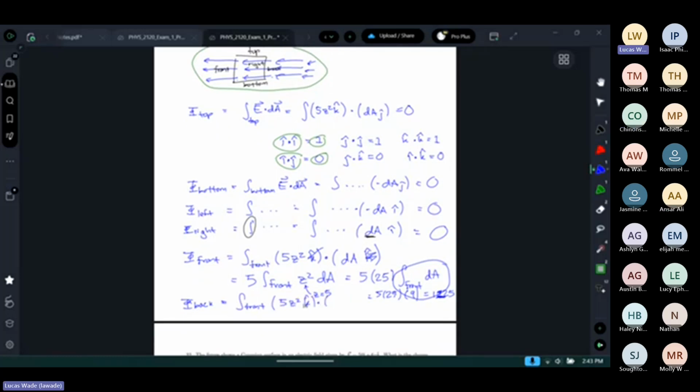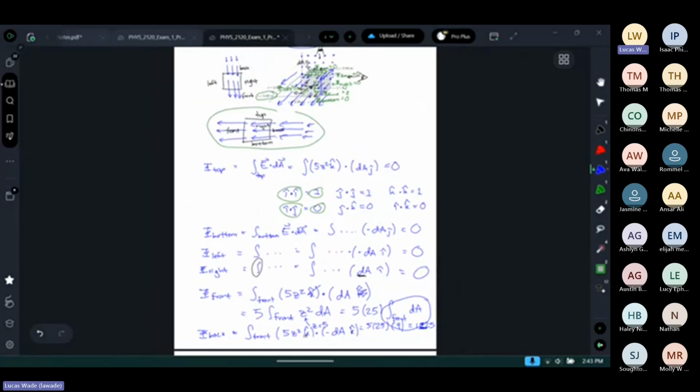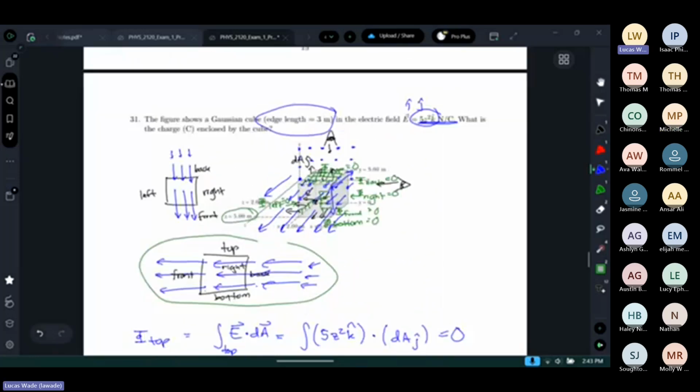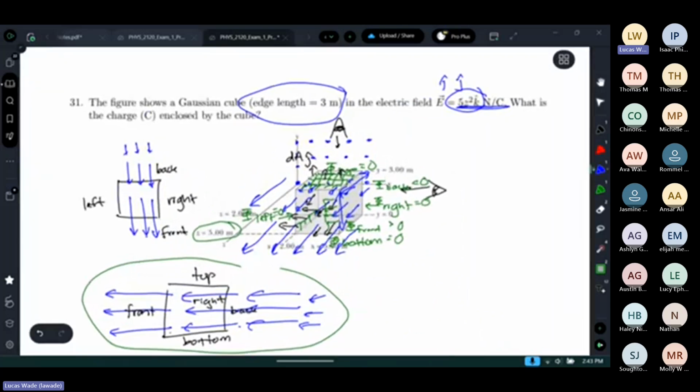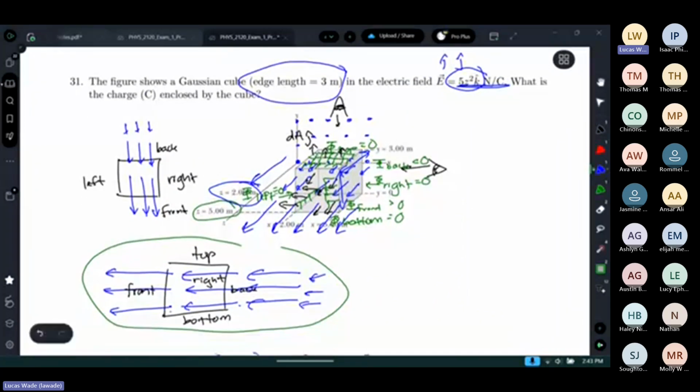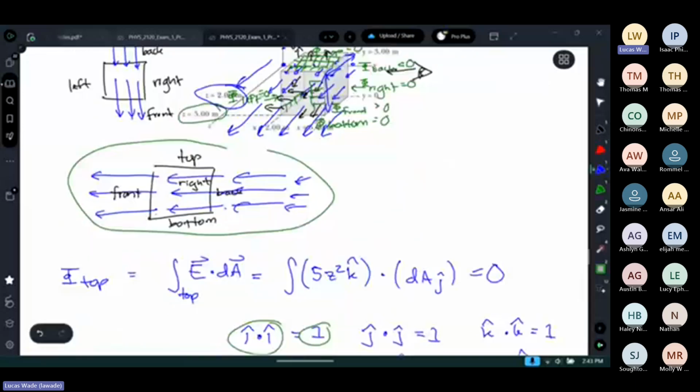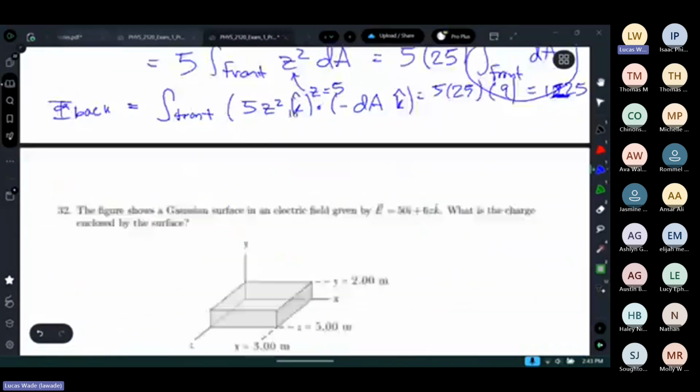Yep, negative k-hat. And then what else is different on the back face compared to the front face? The value of z. Yes, on the back face, you can barely see it with everything I've drawn, but z equals 2. So it's constant, but it's a different constant.